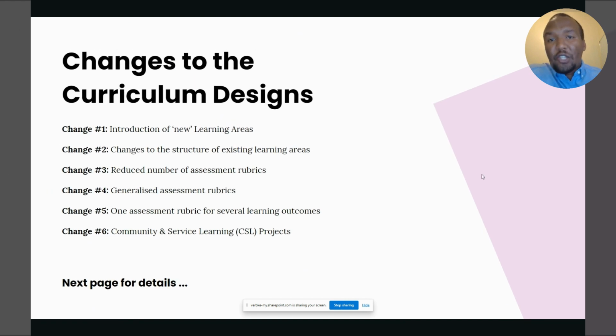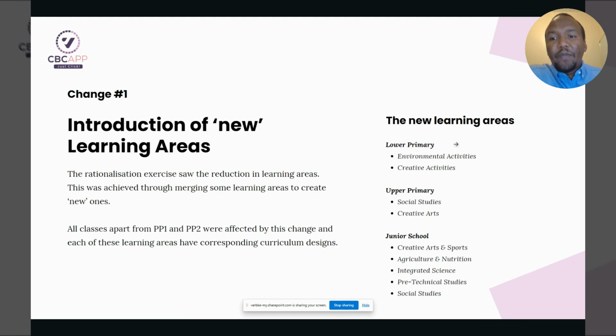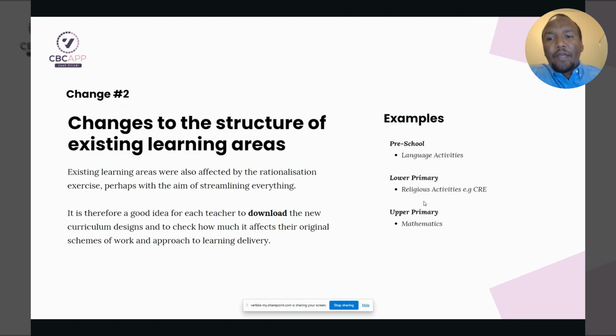So we have about 6 changes to the curriculum designs, and now to quickly walk you through those 6 changes. The first change is we have new learning areas. By new learning areas, we mean the ones that were created by combining one or more learning areas. These were the new rationalized ones. This should be clear and obvious to you by now. You can see what's there in lower primary, in upper primary, all the way to junior school. The next change is changes to the existing structure.